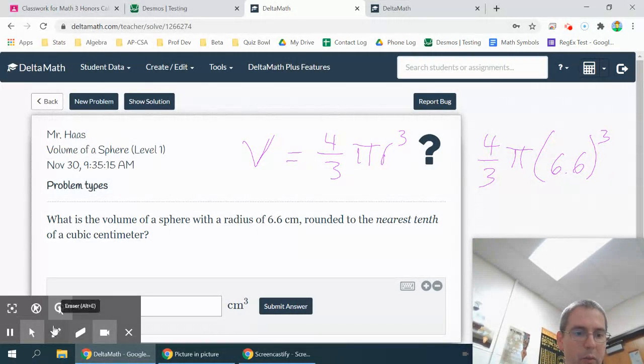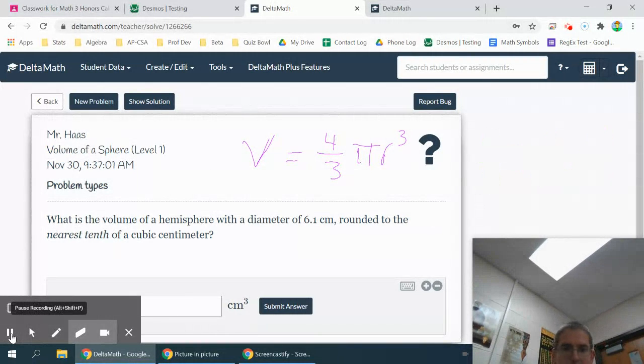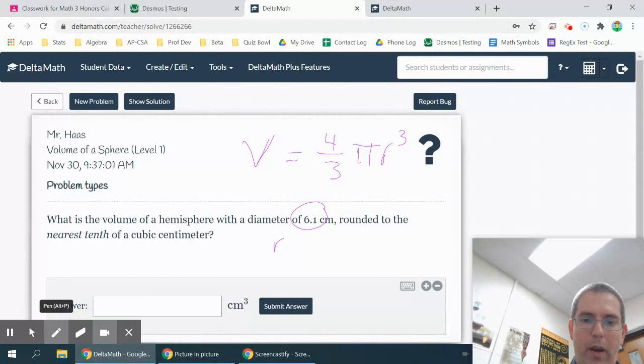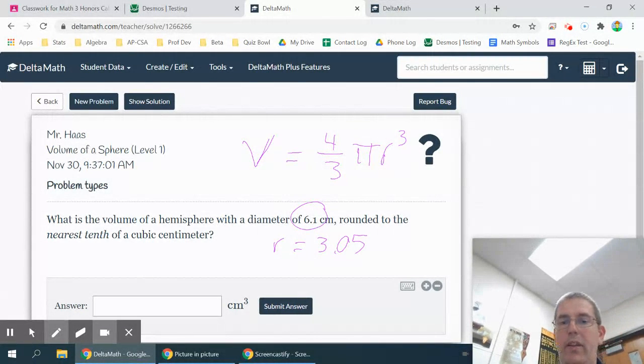Okay, we'll try another one. This one has two things different. First of all, you'll notice they gave you diameter. So if my diameter is 6.1, my radius is half of that, which would be 3.05. You could always divide that out in Desmos. So that means your volume is 4/3 pi times 3.05 to the third power.